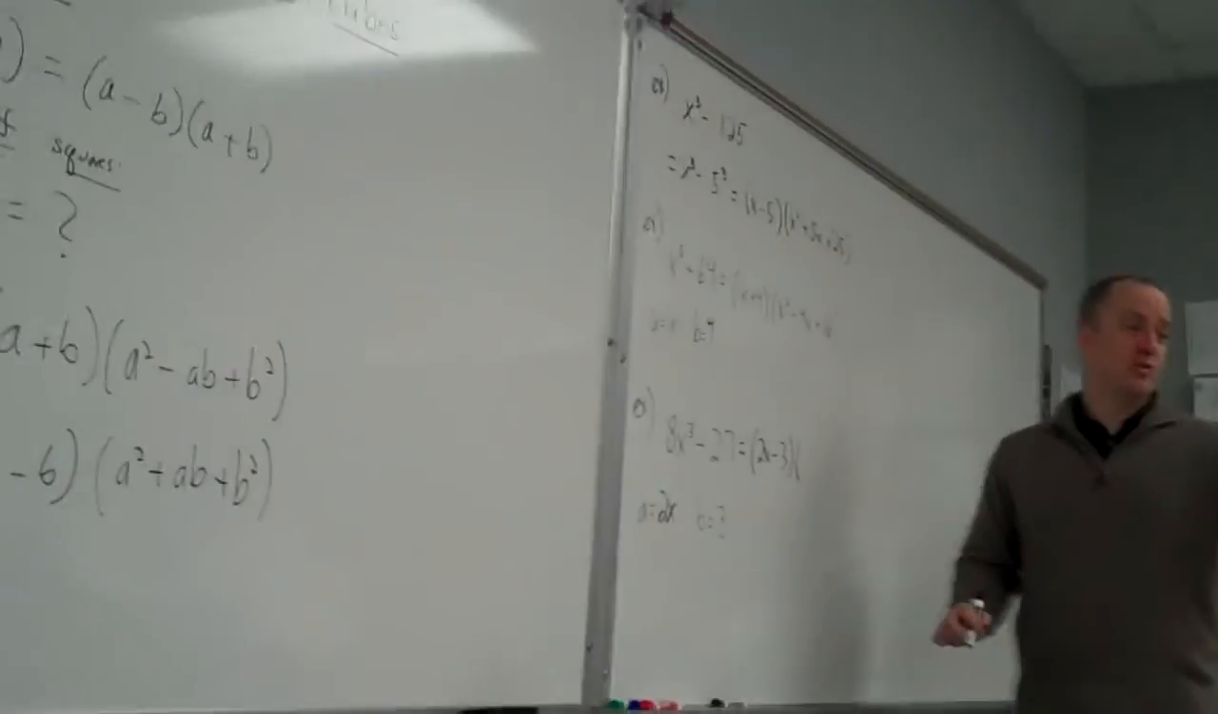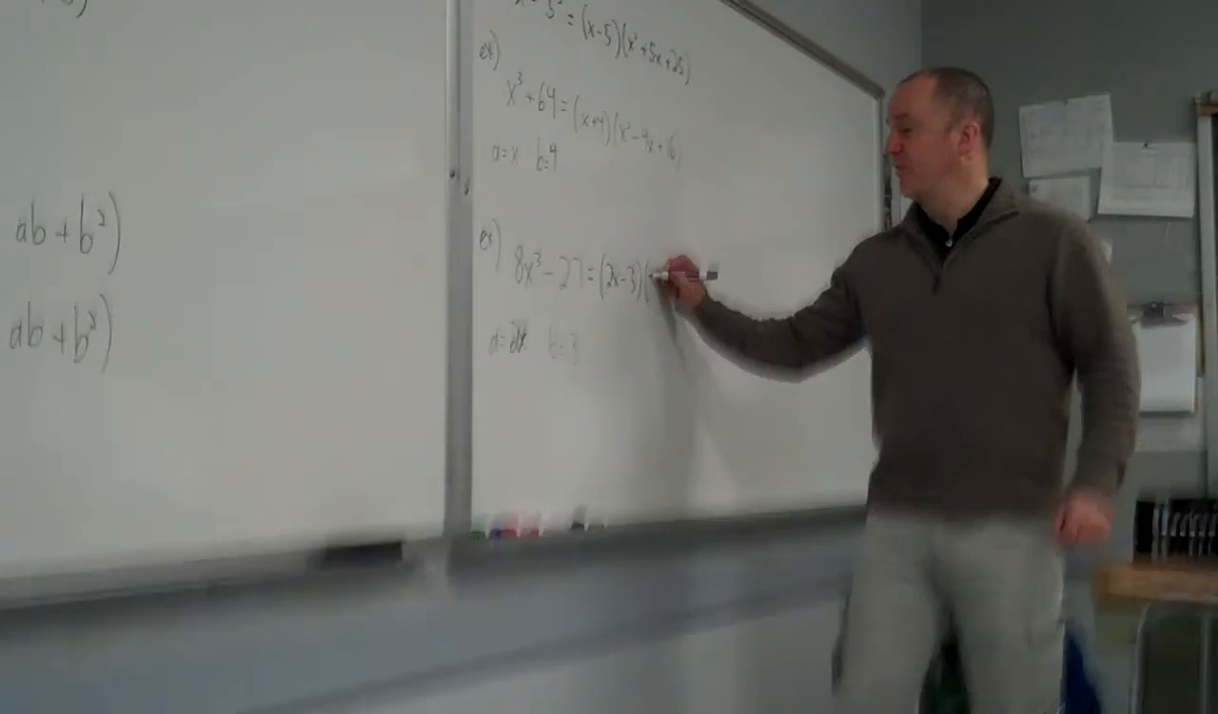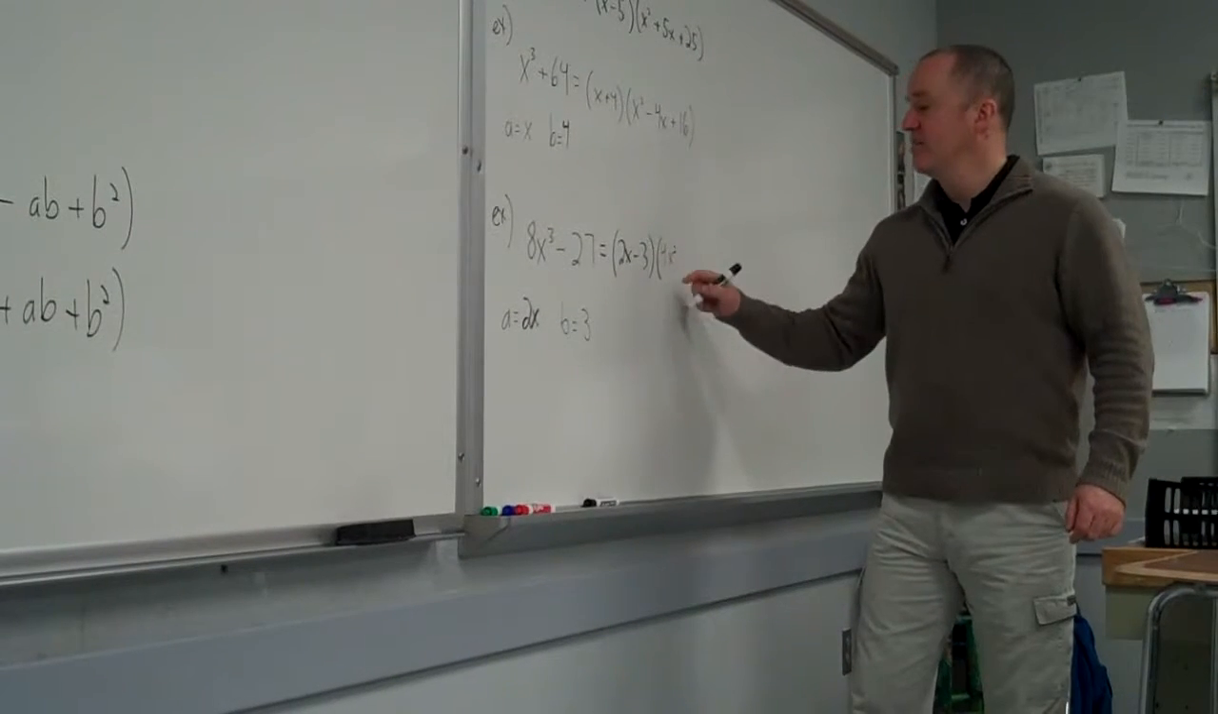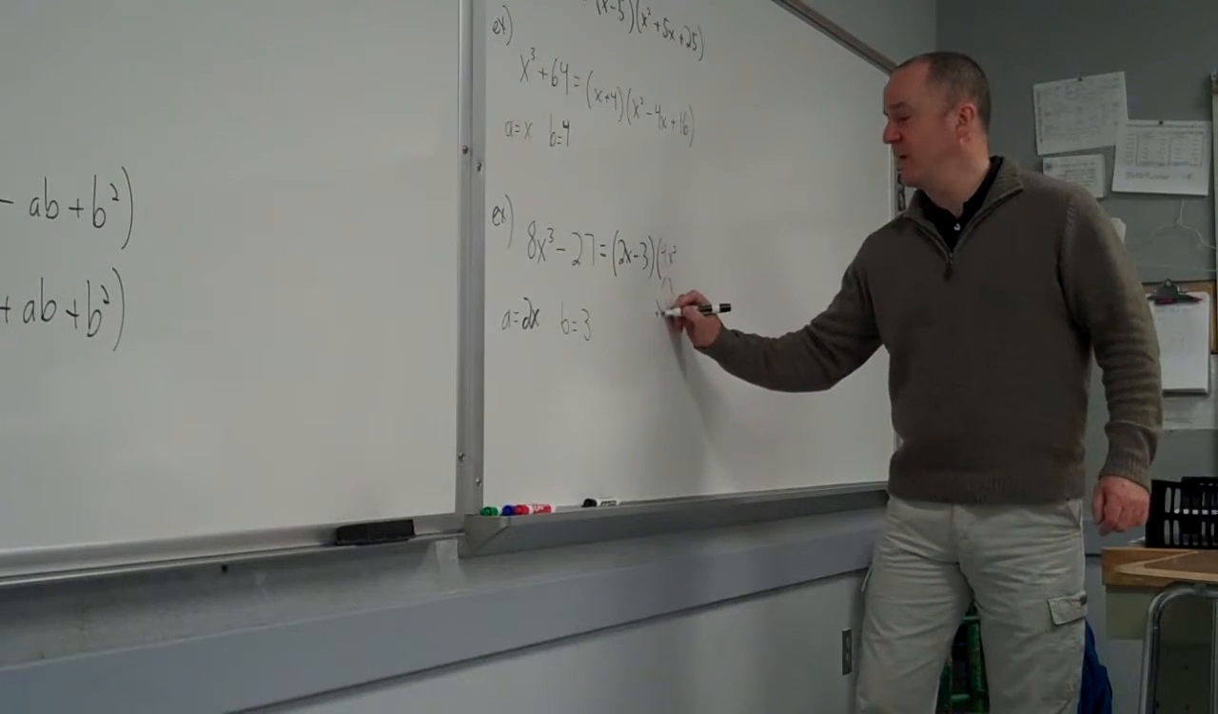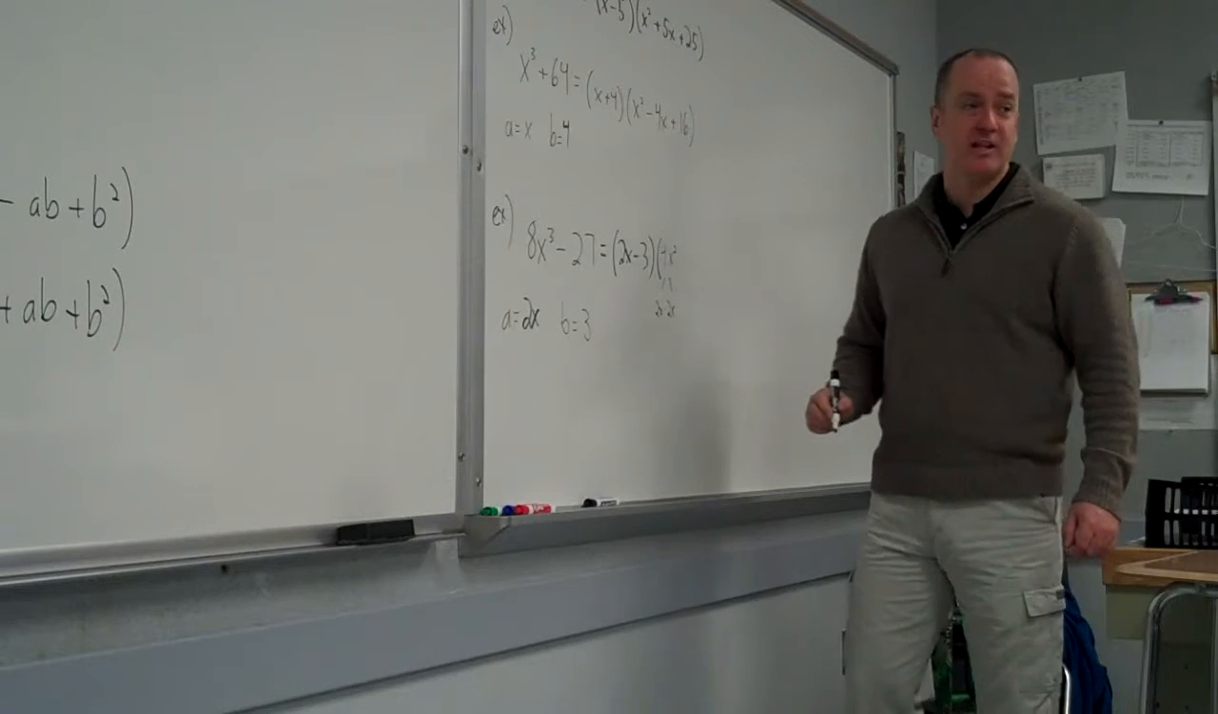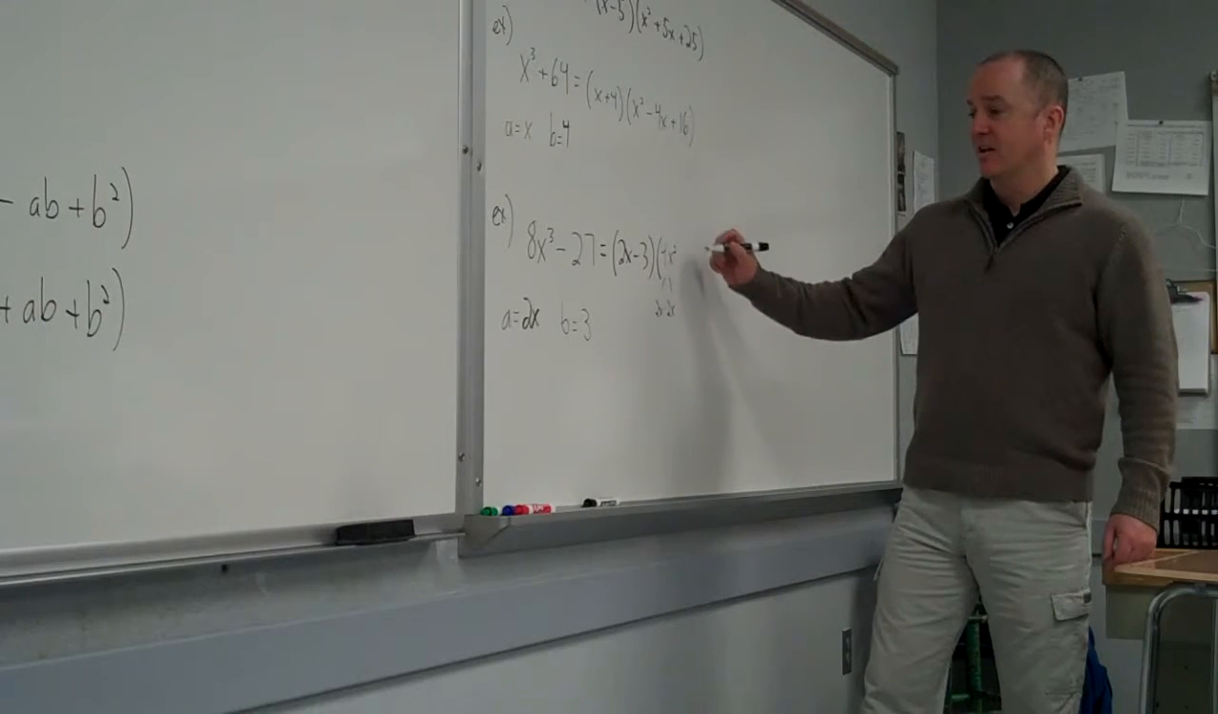4 squared. Yeah, that's right. 2 squared x squared. And what is 2 squared? 4. Yeah, so it's 4x squared because this is 2x times 2x. This is my 2x squared. And you use the b. Would it be plus 3?